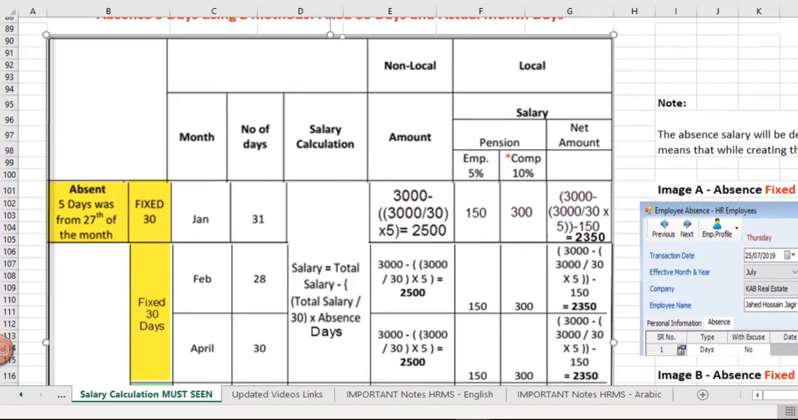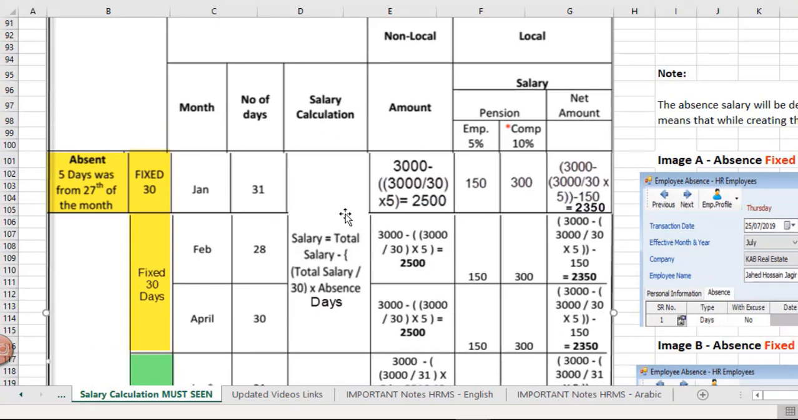The calculation says that the salary is calculated based on the total salary minus, between parentheses, total salary divided by 30 multiplied by the absence days. Notice here that 30 is applied to all months since we're talking about fixed 30 days. Whether 31, 28, or 30 days, they're all calculated as 30. And where do we get the absence days from? From the given information that there were 5 days of absence.